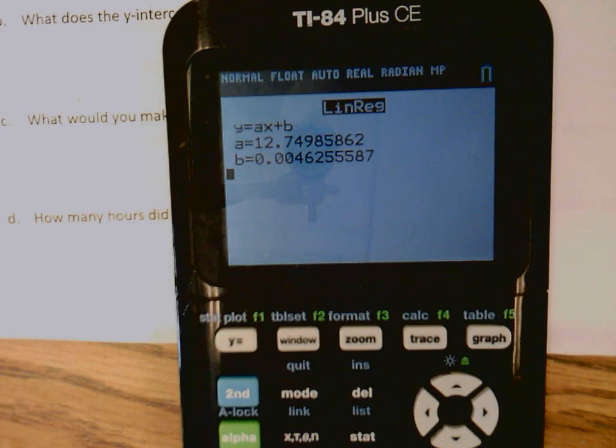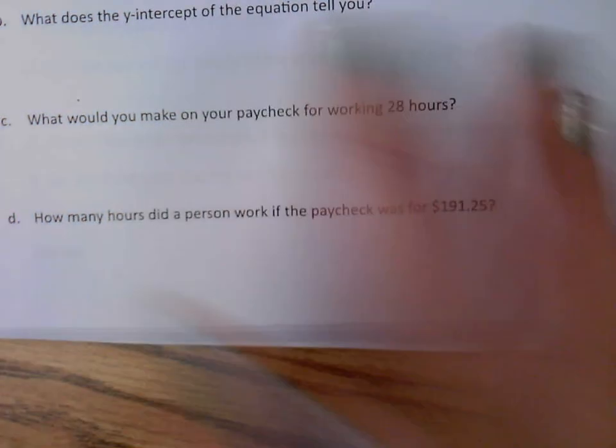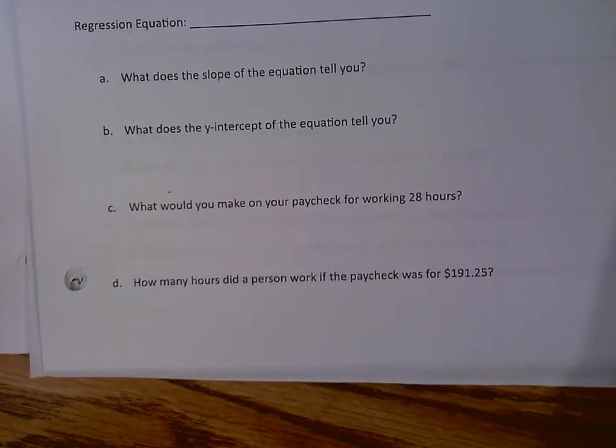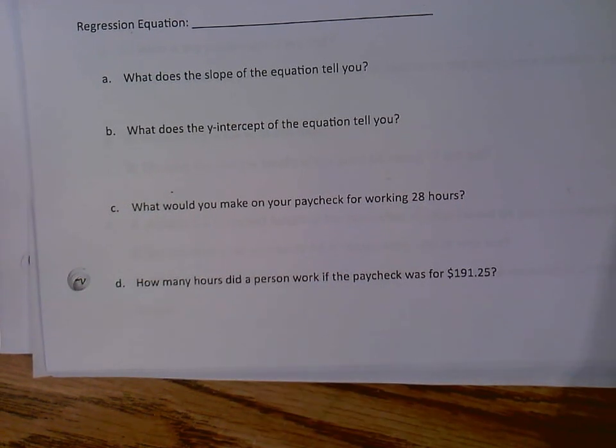So then what does it say for the next part? It says, what does the slope of this equation tell you? What does the y-intercept tell you? What would you make on your paycheck for working 28 hours? And how many hours did a person work? Excuse me. The paycheck was $191.25. See if you can take a minute and answer those questions, A through D. Now that you have an equation, think about what those pieces are telling you.